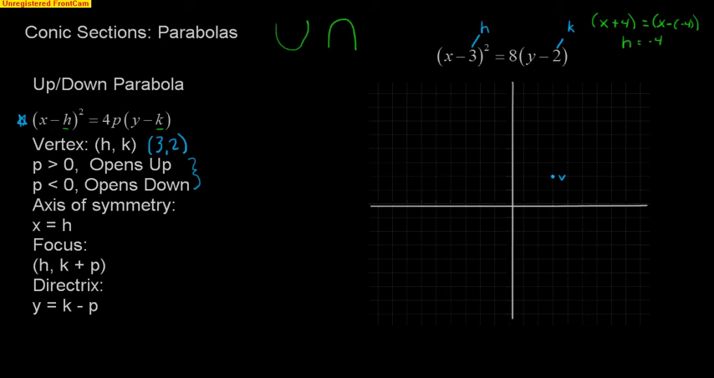Now, p is going to come from whatever's in front of the parentheses. So I'm going to take 4p and set it equal to whatever's in front of the parentheses. And in our case, 8 is in front. So I got 4p is equal to 8. And if I solve this for p, I know p is equal to 2. And so this tells us if p is positive, bigger than 0, it opens up. Or if p is negative, less than 0, it opens down. So therefore, p being 2 means it opens up.